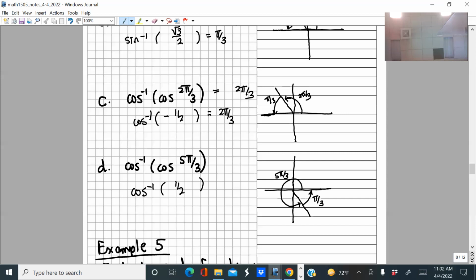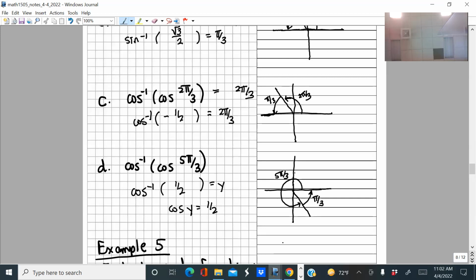And now we want to find the arc cosine of this, right? The arc cosine of 1/2. Remember, that's an angle whose cosine is 1/2, like 5 pi over 3, but you cannot use 5 pi over 3 because that's too big, right? You have to get an angle between 0 and pi. So what's the angle between 0 and pi whose cosine is 1/2?